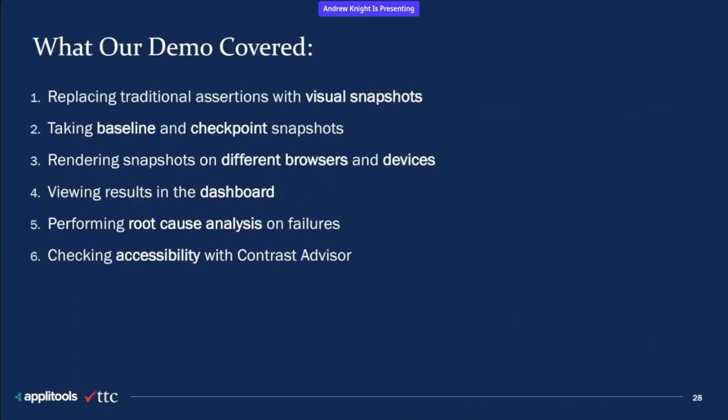We covered a lot in our demo. Just to quickly recap, we looked at what a traditional test looked like and replaced those traditional assertions with full-page visual snapshots. Again, if a picture is worth 1,000 words, a snapshot is worth 1,000 assertions. We took baseline snapshots to start and then checkpoint snapshots for every subsequent test. We were able to render those snapshots on different browsers and devices, even ones that we did not have on our local machines. We could view the results on the dashboard and perform root cause analysis. And we could even check accessibility with our Contrast Advisor.